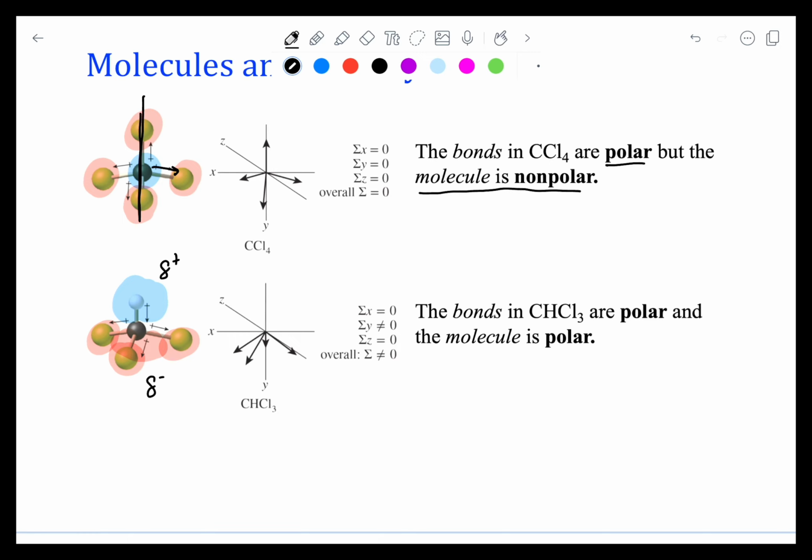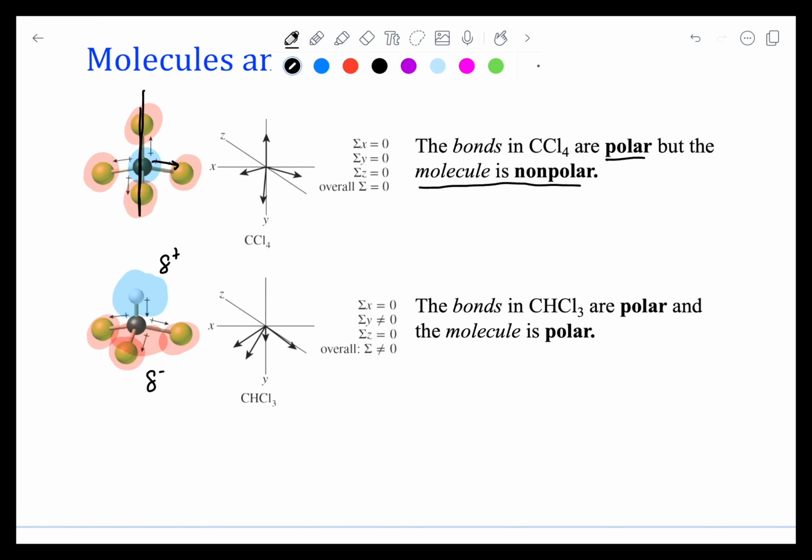So the bonds in this molecule are polar. The carbon-chlorine bonds are polar, the carbon-hydrogen bond is not, and the molecule itself is also polar. So if we have uneven distribution of atoms, maybe they have differing electronegativities, then we're most likely going to have a polar molecule itself.